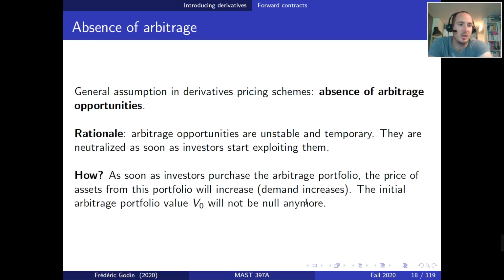So the assumption we make when we price derivatives is that there aren't arbitrage opportunities, and the reason we do that is that we hope that in practice these opportunities, when they arise, will tend to disappear shortly as soon as investors start exploiting them. So in the long run, these arbitrage opportunities should disappear.